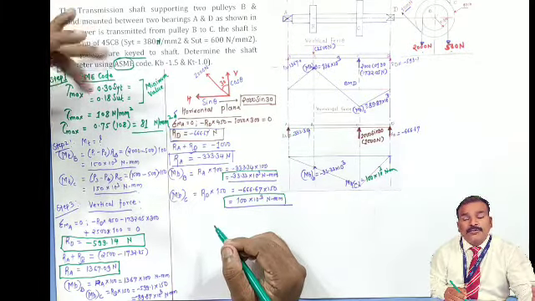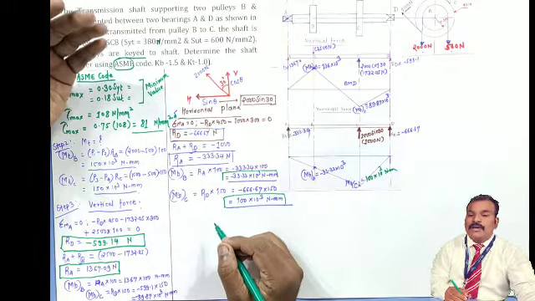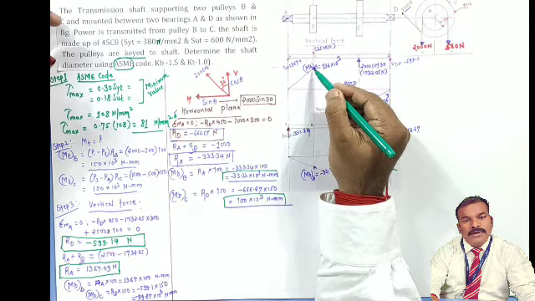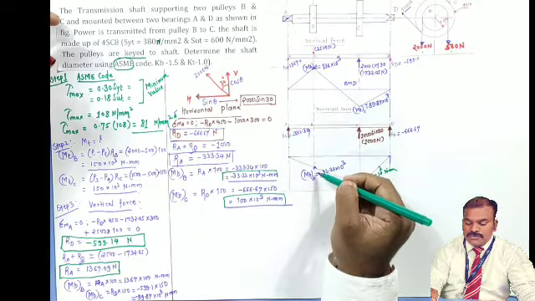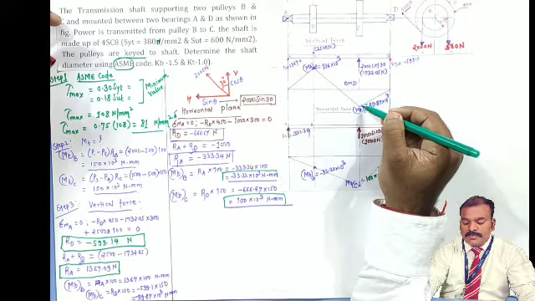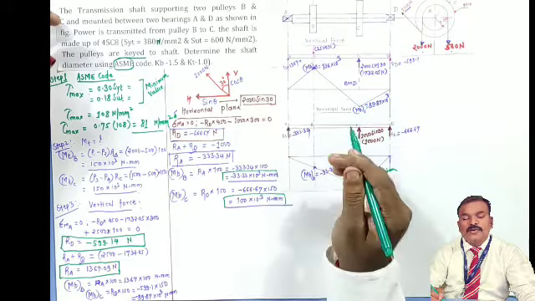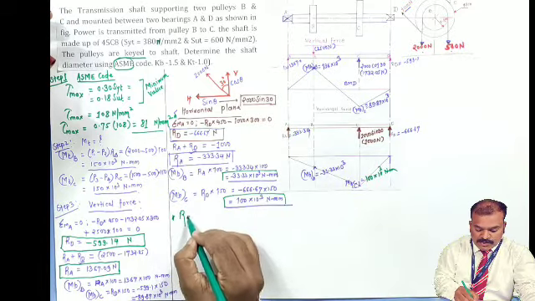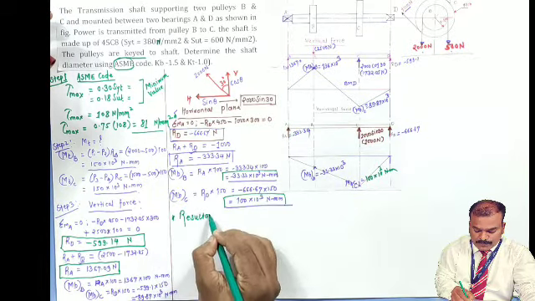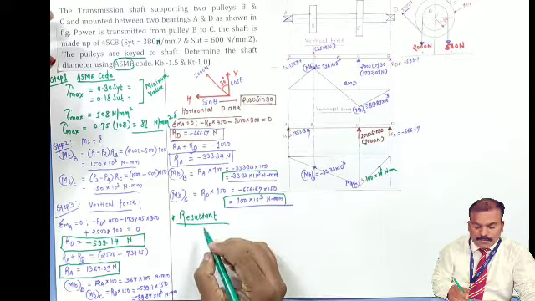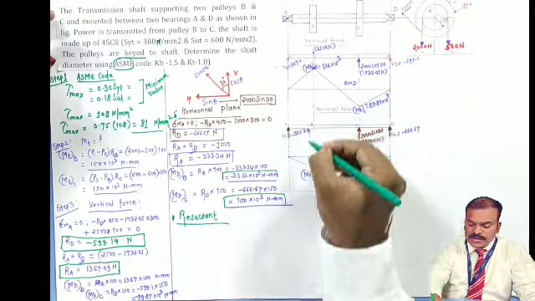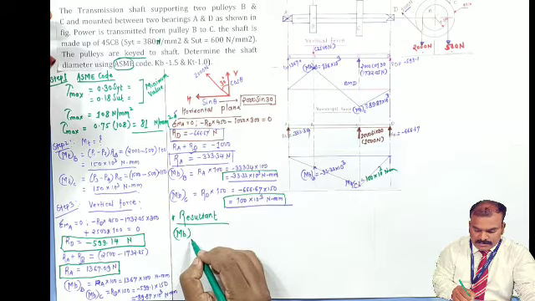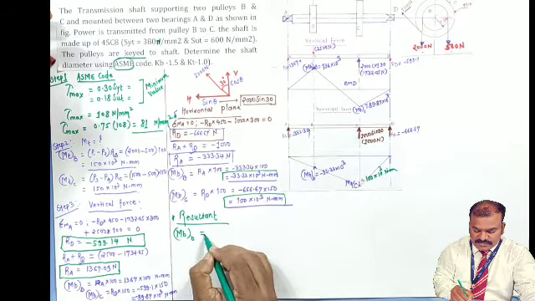Now it's time to find out the resultant, because I need to select which bending moment. Here also for the vertical plane, B pulley, bending moment. Here also for the bigger pulley, bending moment. Out of these four, how can I select? So for that I will have to use a resultant. So I'll write resultant bending moment. First of all I'll consider pulley B. So bending moment at B, that is the resultant bending moment.